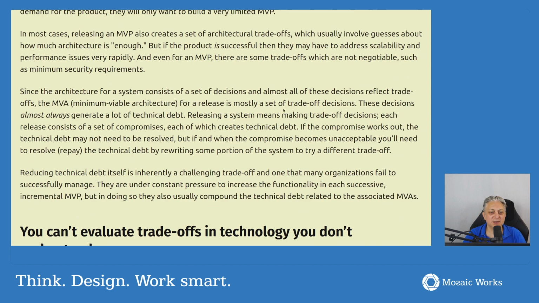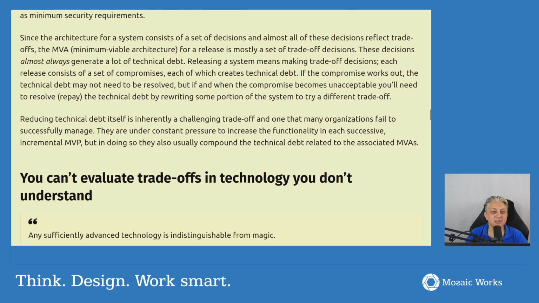In most cases, releasing an MVP also creates a set of architectural trade-offs, which usually involve guesses about how much architecture is enough. But if the product is successful, then they may have to address scalability and performance issues very rapidly. And even for an MVP, there are some trade-offs which are non-negotiable, such as minimum security requirements. Since the architecture for a system consists of a set of decisions and almost all of these decisions reflect trade-offs, the minimum viable architecture for release is mostly a set of trade-off decisions. These decisions almost always generate a lot of technical debt.